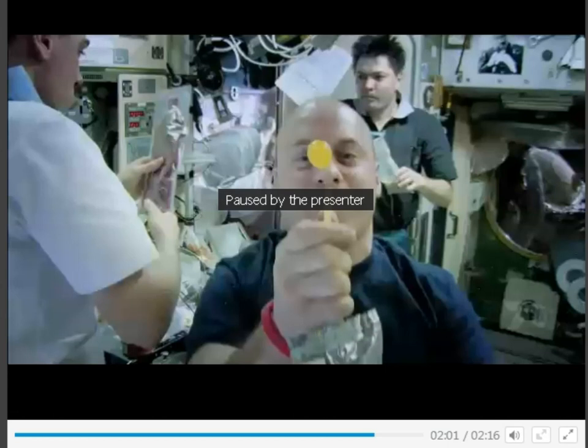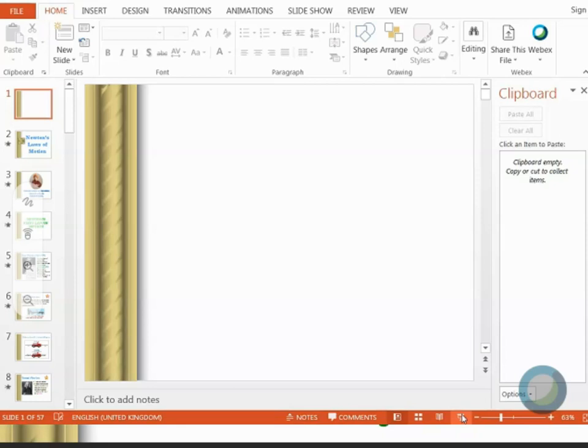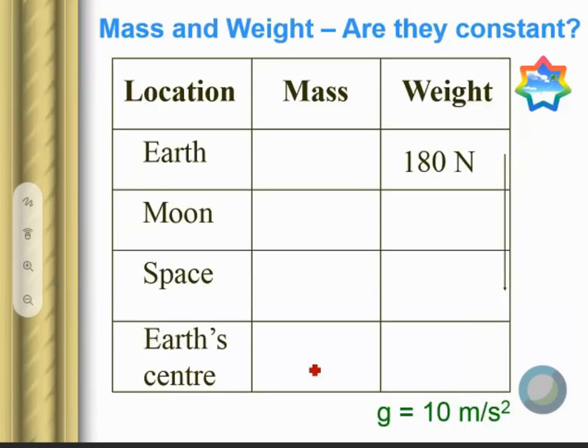So even the liquid droplets are in a state of floating. So it will also float. This is known as the weightlessness condition. There is no unbalanced force to change the state. So here, if we want to put our answer in the table, on the Moon that will be 30 Newton, certainly. In space, it will be 0 Newton. In Earth center, it will be 0 Newton.